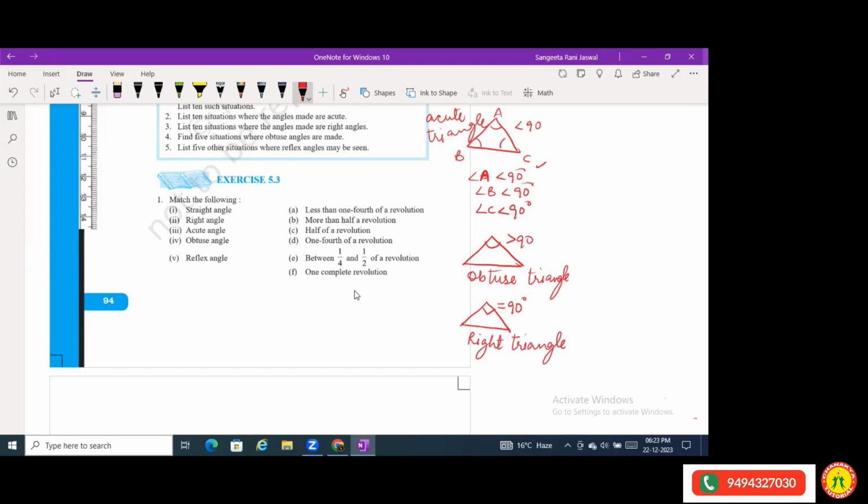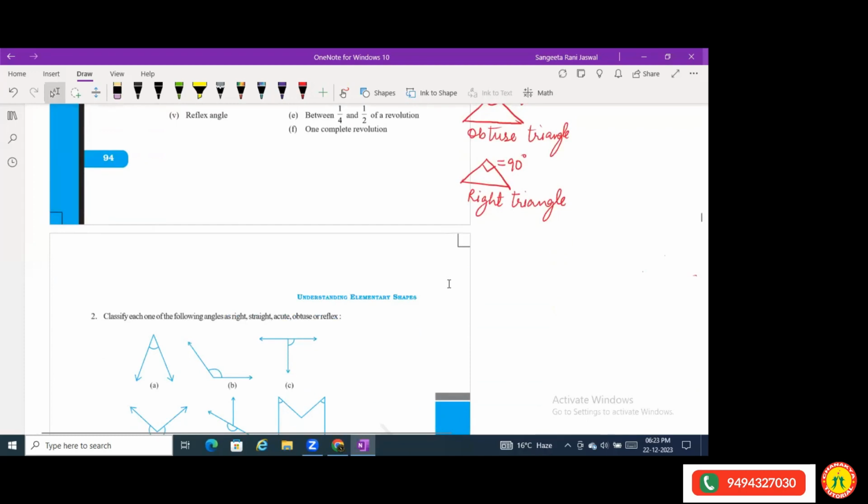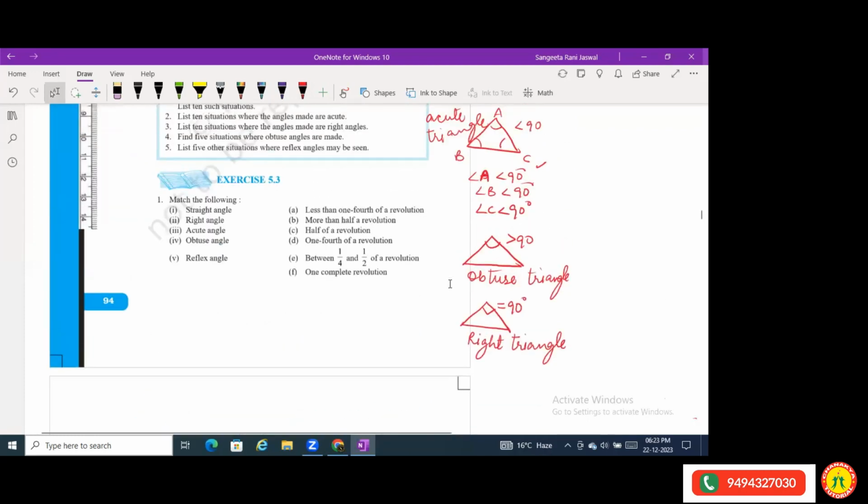And reflex angle, you all know all the angles greater than 180 degrees are reflex angles. Okay, let's do this match the following. Now, straight angle. First, read the options on both sides. One by one, I'll ask you.